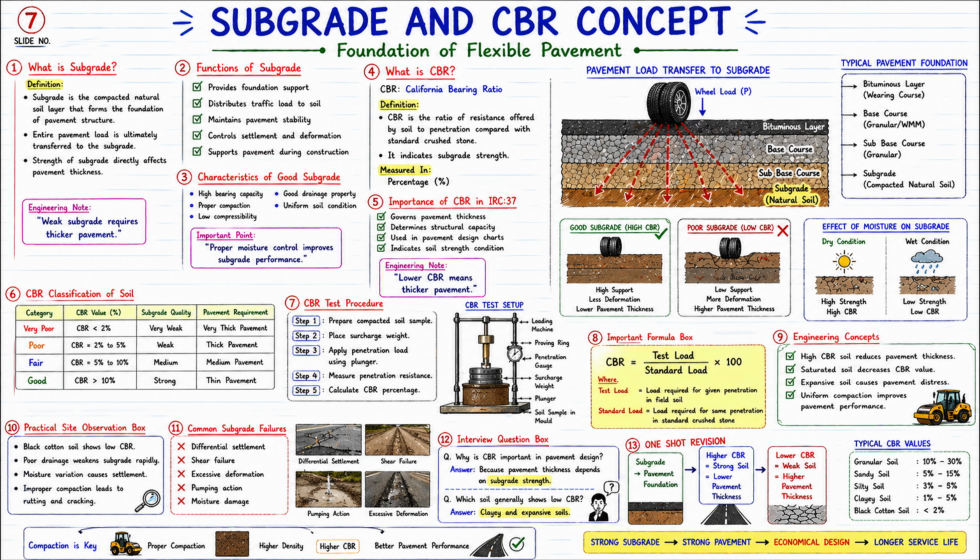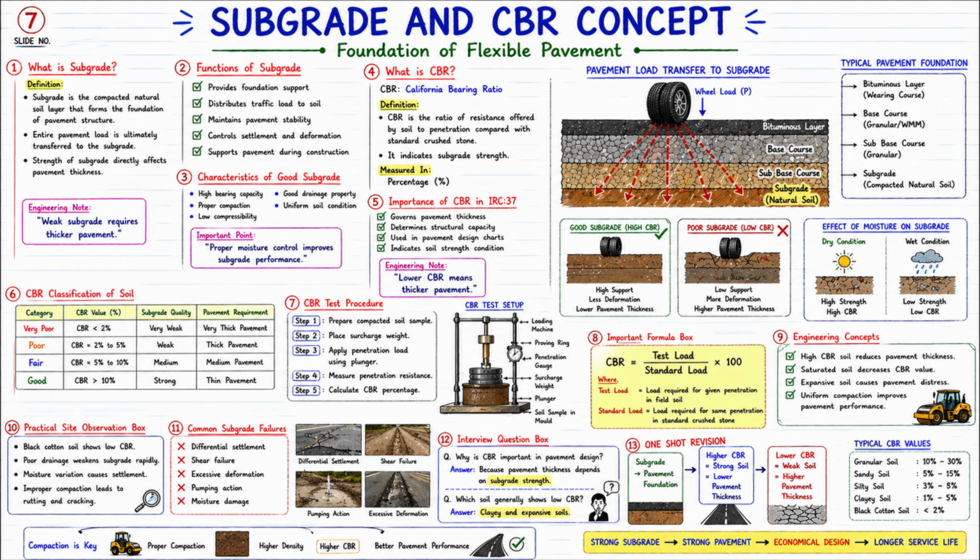What is subgrade? Now let us first understand subgrade. See the definition. Subgrade is the compacted natural soil layer that forms the foundation of the entire pavement structure. That means the entire wheel load is ultimately transferred to the subgrade, and that's why subgrade strength directly affects pavement thickness. See the engineering note below. Weak subgrade requires thicker pavement. Now what does this mean? If the soil below is weak, the pavement thickness will have to be more.